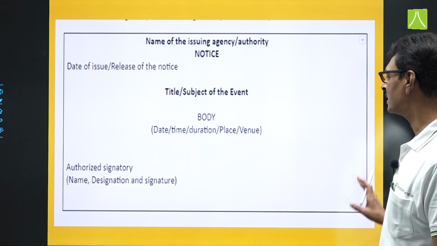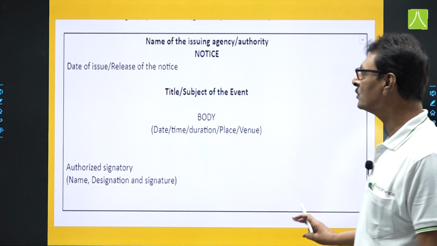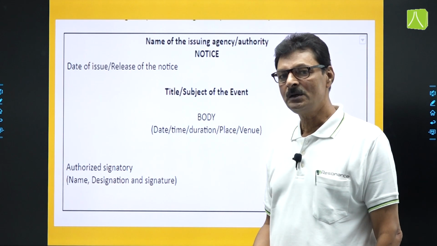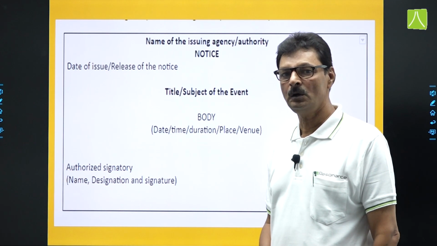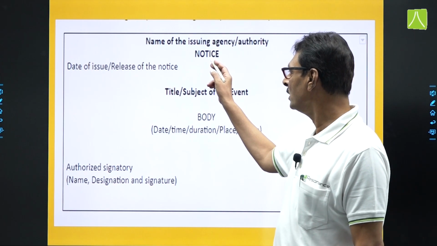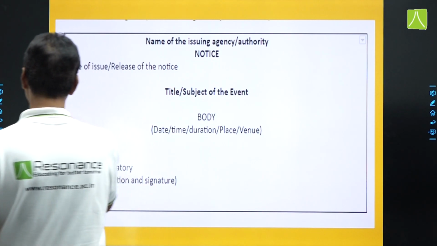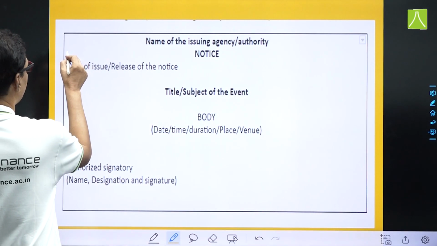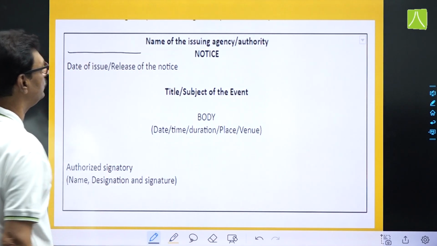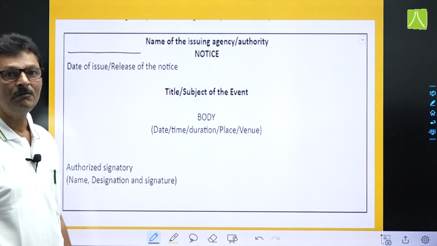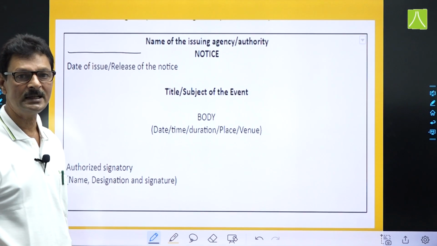Yes, this is the structure of the notice. The notice is enclosed in a box, with the name of the issuing authority, most of the time the name of the school or the college. The word notice is written over here. If possible, write the date over here. You can write the date right here, no problem at all. Preferably write the date in the same line where the word notice is specified.